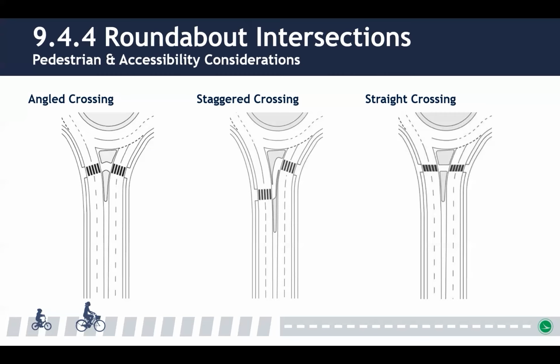The crossing should also be placed to maximize sight distances so motorists can see and stop before reaching the crossing when a pedestrian is present. The guide discusses the 3 alternative crossing alignments shown on this slide and when they may be preferred.